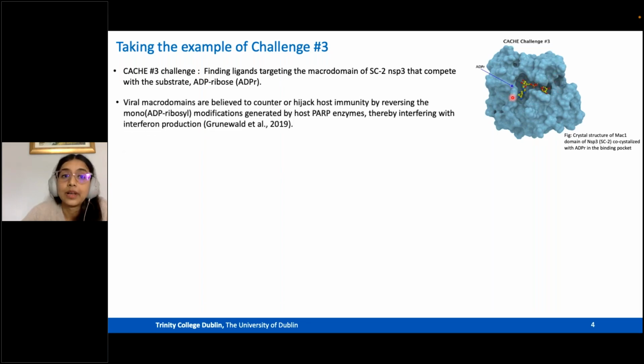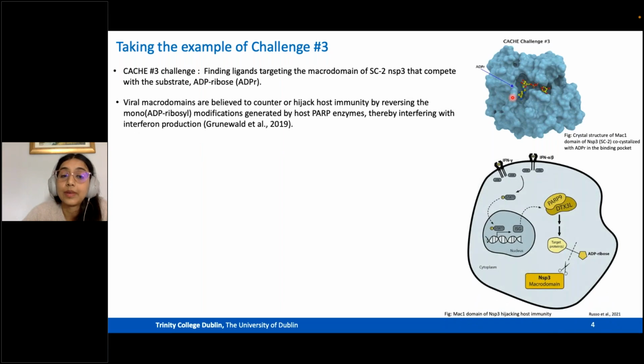So what is the viral macrodomain? The viral macrodomain is believed to hijack the host immunity by chopping off this post-translational modification that occurs on the viral proteins by the host PARP enzymes for its easy identification by the immune cells. When this modification is removed, our immune cells are unable to identify the viral proteins. It's really smart, to be very honest. Coronaviruses are really, really smart.